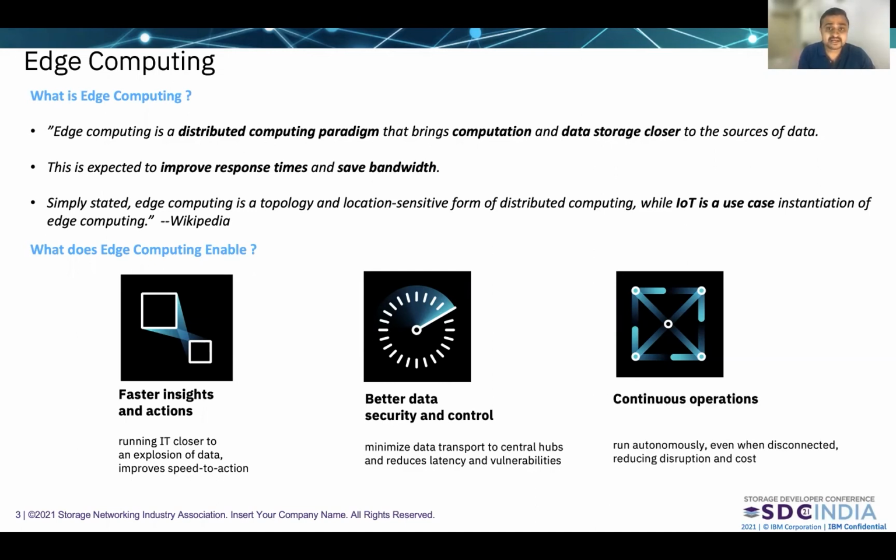And it's going to enable continuous operation. Now, how is that so? Because edge computing allows you to run autonomously even when it is in a disconnected mode, because you are actually running the workload near the data and you don't really need a full-time connectivity with a central data center or central cloud, etc. So these are the important elements that edge computing is enabling.